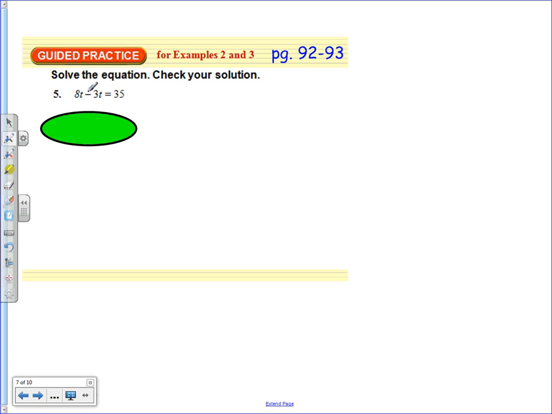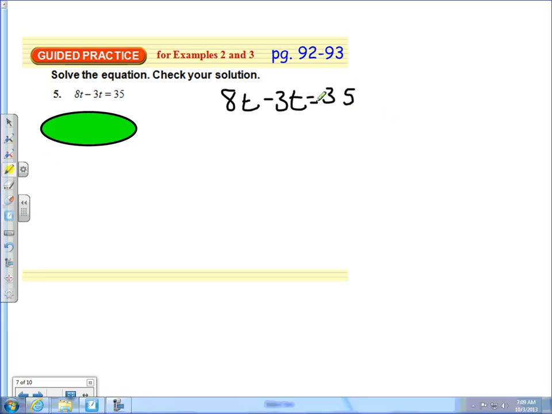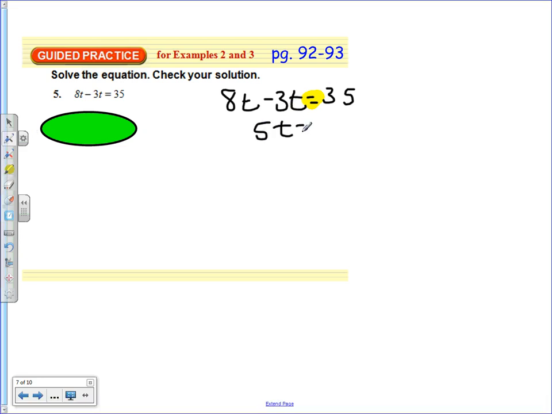Same thing here. If they're on the same side, like terms on the same side, we can simply combine them. We don't have to do the opposite. We only have to do the opposite when we're going across that equal sign. So 8t minus 3t gives me 5t, 35. The inverse of multiplying is to divide. These cancel. I'm left with t equals 7.